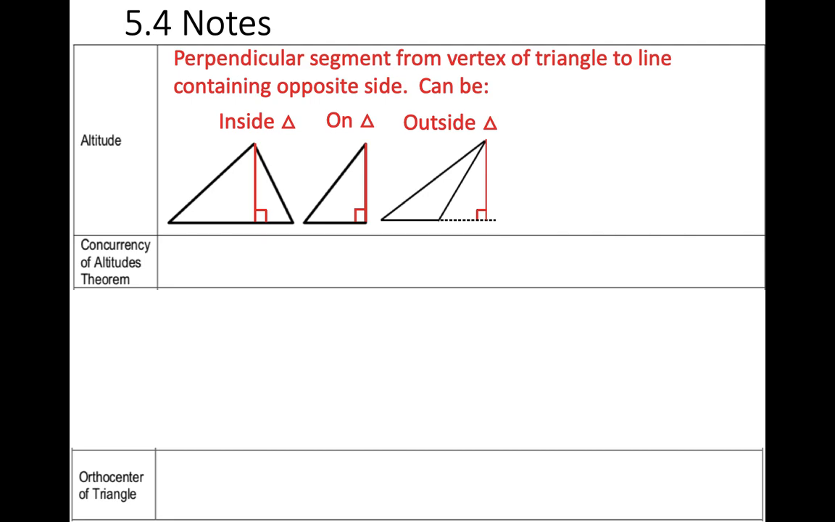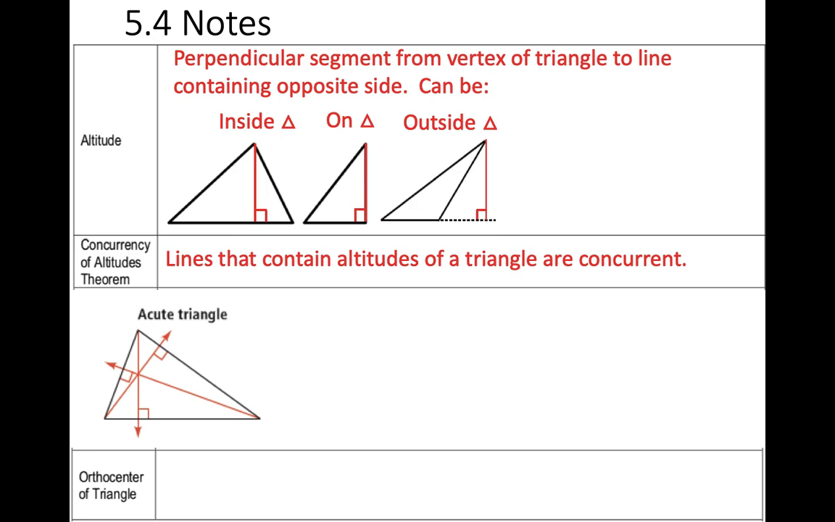And just like the centroid for medians, that were always concurrent, altitudes are also always concurrent. So lines that contain the altitude of a triangle are concurrent. And so here's an example of that. If there's an acute triangle, there you can see the three altitudes of that triangle, and in that example it would be inside the triangle.